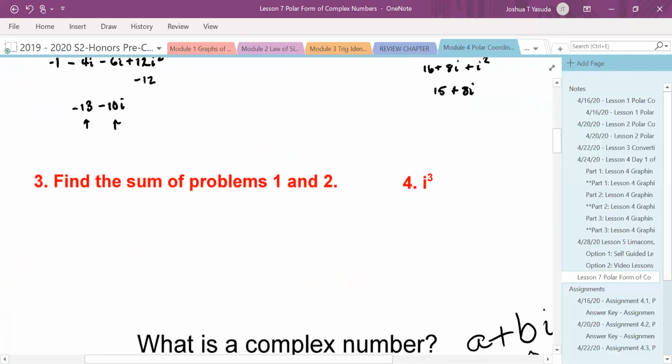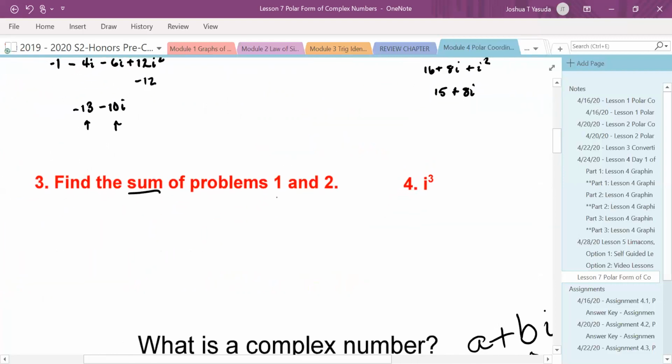Okay. If somebody says, what's the sum of problems 1 and 2, then I'm just going to combine like terms. So -13 plus 15 is going to be 2, and -10i plus 8i would be -2i. Okay. So today, just to kind of give you a heads up, what are we going to do with this? We're going to graph it. And then we're going to put it in polar form.